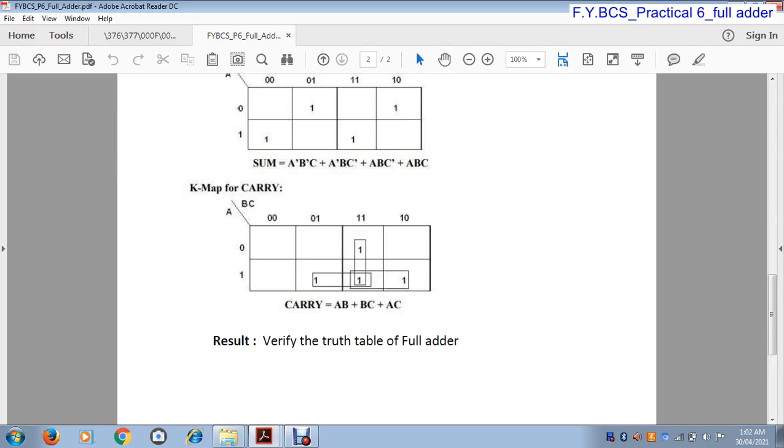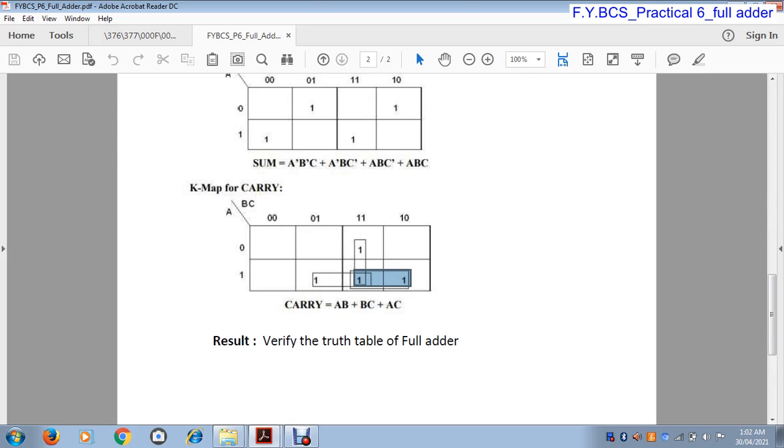Okay, now consider the next pair. In this pair A and B are constant and C changes. Here B is 1 and 1, but C is 1 here and 0 here, so C changes, so we eliminate C and take B. So the equation is AB.